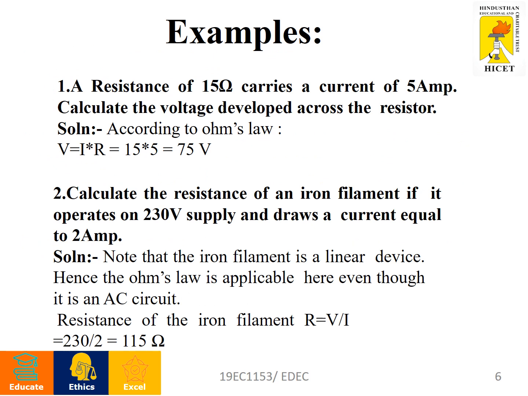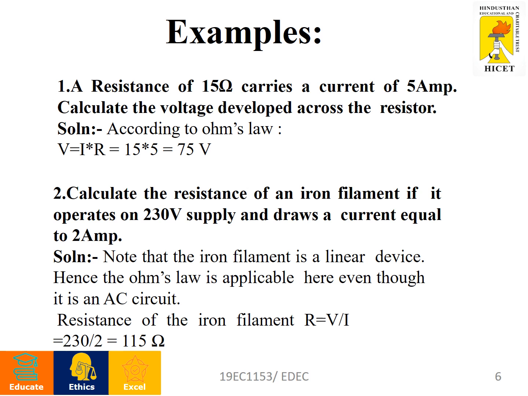First problem: a resistance of 15 ohm carries a current of 5 ampere. Calculate the voltage developed across the resistor. This is the given problem. According to Ohm's law, I equal to V by R, so we can reframe V equal to I into R. Here we are going to calculate the voltage across the resistor, right? So V equal to I into R. I is the current value given in the problem itself, 5 ampere. And R is the resistance, also given in the problem, 15 ohm. So 15 into 5 is equal to 75 volt. The unit of voltage is volt.